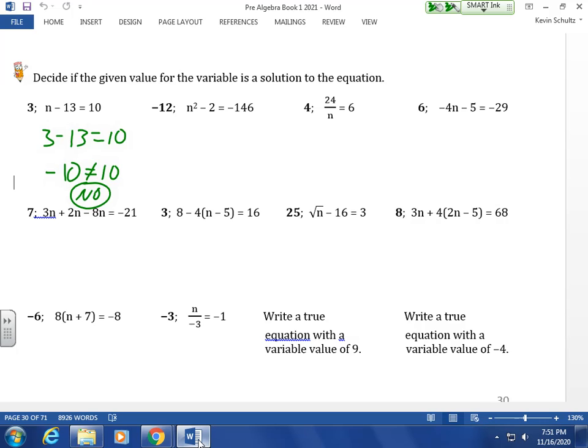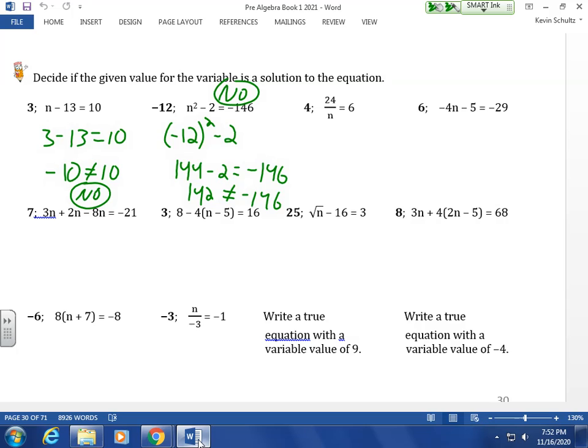The next one we also did together. We talked about when you are squaring a negative number, that's got to be in parentheses. So you actually get positive 144 minus 2, which is not the same. 142 is not the same as negative 146. So this is also a no. Negative 12 is not the solution for the variable in that equation.